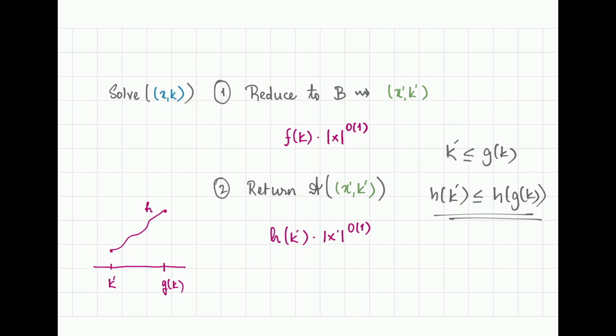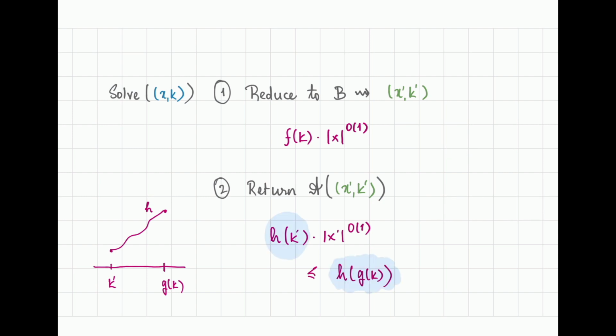So given that k prime is bounded by g of k and h is a non-decreasing function, we can actually bound h of k prime by h of g of k. And now again, let's turn to size of x prime. We want to understand size of x prime in terms of size of x so that we can say something meaningful about the overall running time being FPT for the original problem.